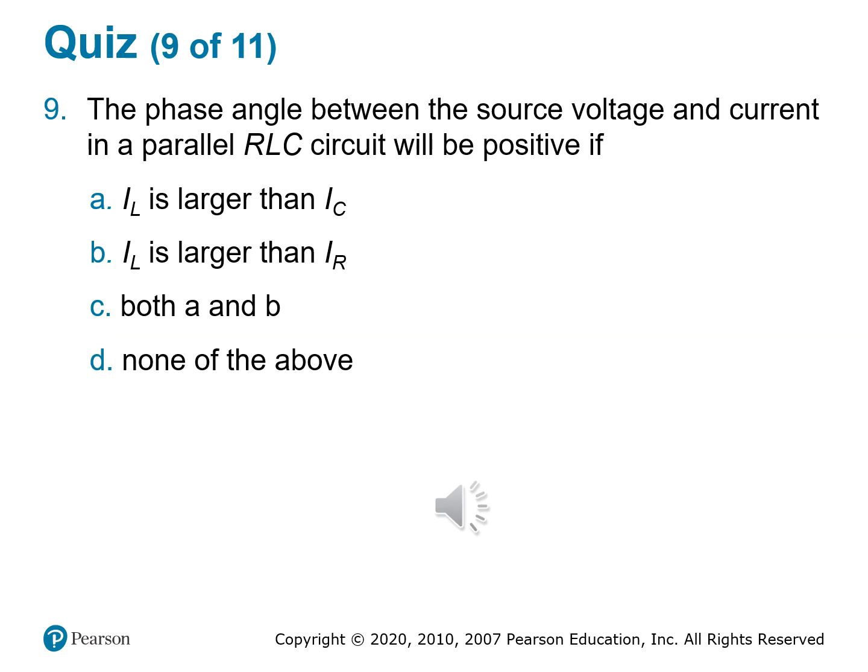Quiz question number 9. The phase angle between the source voltage and current in a parallel RLC circuit will be positive if which of the following is true? A, I sub L is larger than I sub C. B, I sub L is larger than I sub R. C, both A and B. Or D, none of the above. Go ahead and pause the video now. Thank you for returning, and the correct answer is D, none of the above.